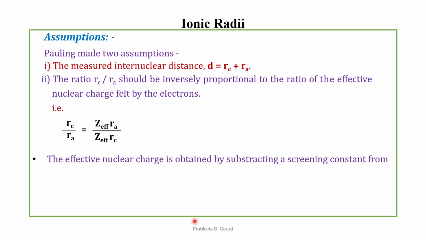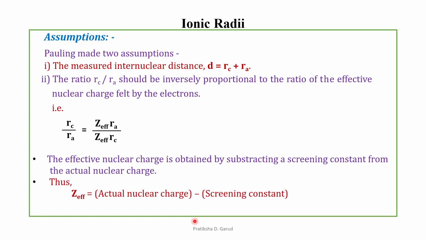The effective nuclear charge is obtained by subtracting a screening constant from the actual nuclear charge. That means Z effective is equal to the actual nuclear charge minus the screening constant. These are the two assumptions made by the scientist Pauling, and by using them we can find the ionic radii. For this we also require one more factor, the screening constant, and the screening constant for the neon configuration is 4.15. We have to remember this value, 4.15. Why only for the neon configuration do we have to consider?